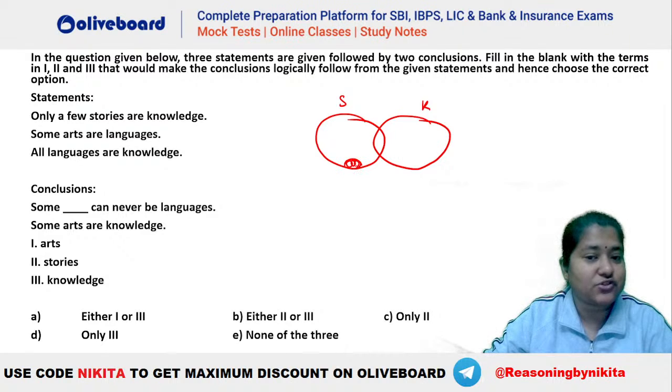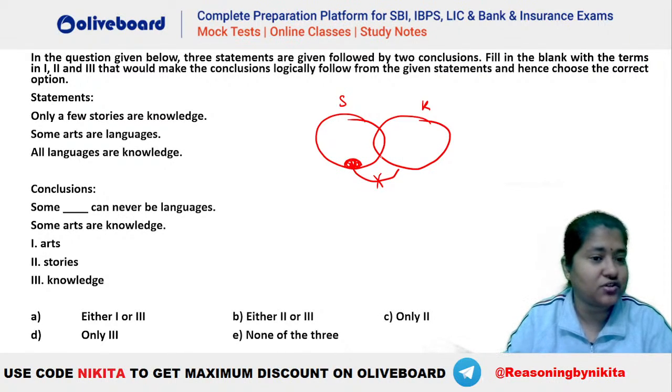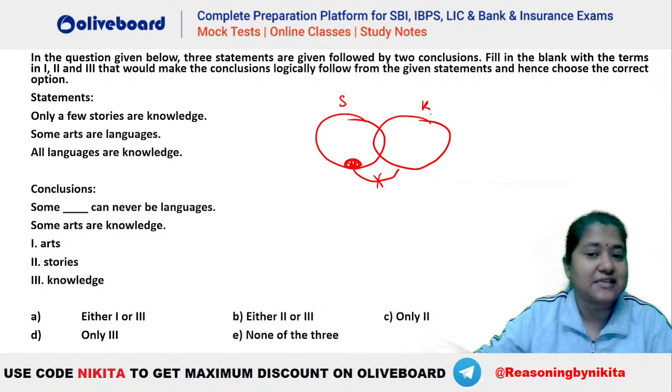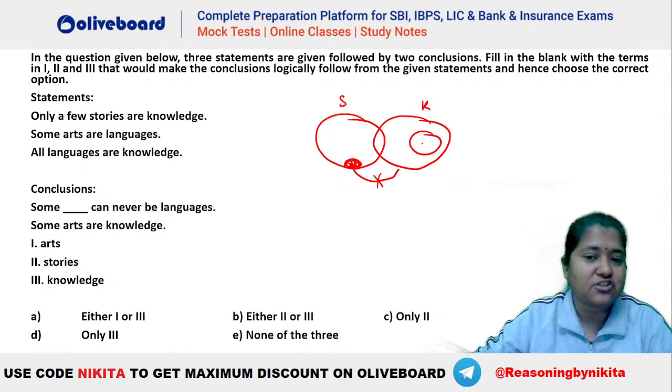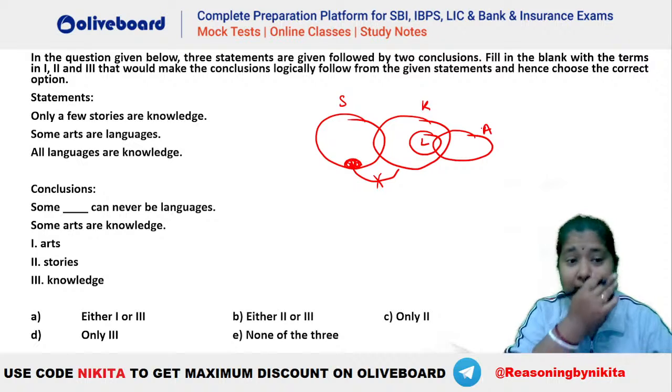So only a few stories are knowledge will be some plus some not, between stories and knowledge, right? Then we have some arts are languages. Okay, we'll check. All languages are knowledge. So all languages are knowledge will be like this, and some arts are languages will be like this, right? So you can see this is the diagram here.